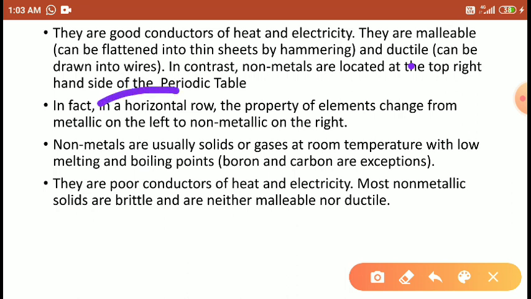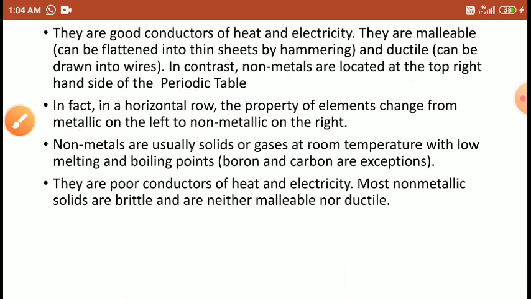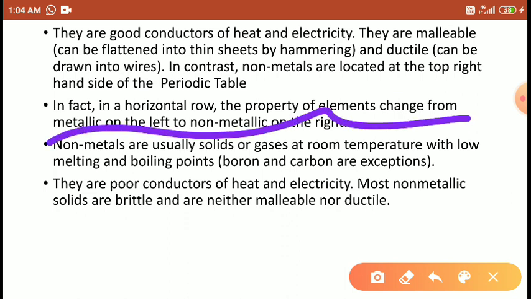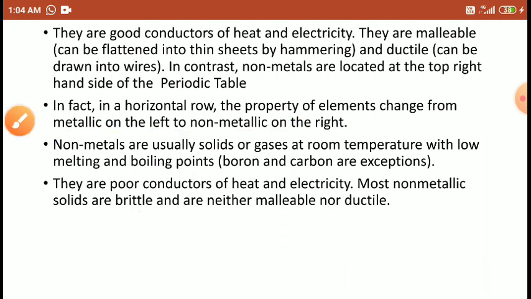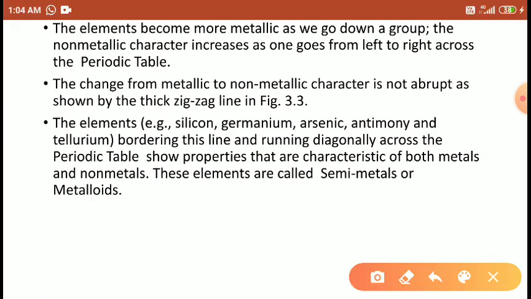In fact, along the horizontal row the elements change from metallic to non-metallic. What is the horizontal row? When you move from left to right, it turns from metallic to non-metallic property. Non-metals are usually solid or gas at room temperature, with low melting and boiling points. Most non-metals are solid, brittle, neither malleable nor ductile. Right, students? Okay. The elements become more metallic as we go down the groups.